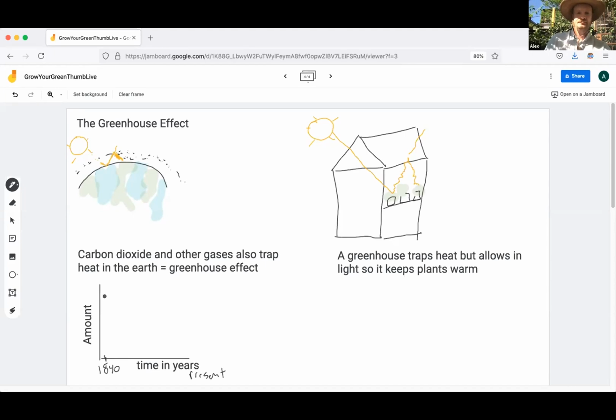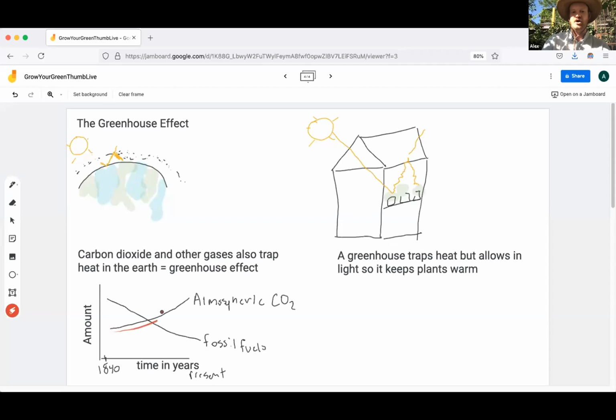And so over this time, we have slowly used up fossil fuels. Let this line be our fossil fuels. Okay, so since the start of the Industrial Revolution, we've used up fossil fuels that had accumulated in the ground over millions of years. So their amount's gone down over time, whereas the amount of carbon dioxide we've put into the atmosphere has gone up over time.